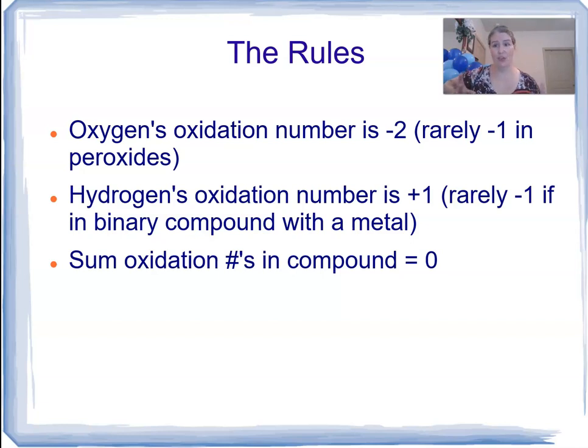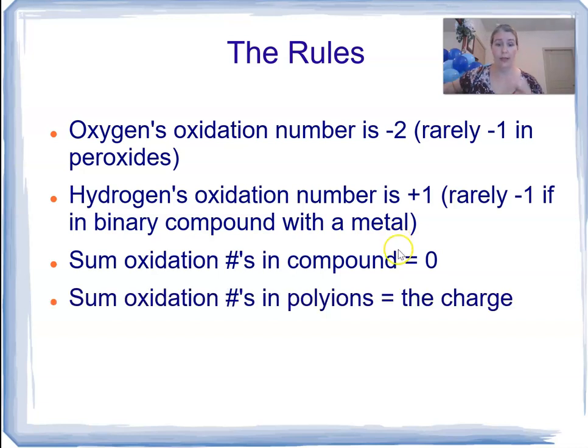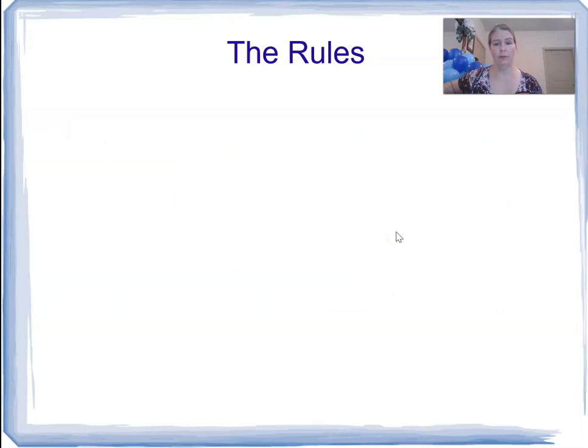Think about, say, H2O. If oxygen is -2 and hydrogen is +1, I have 2 positive charges and 2 negative charges. So the sum of the oxidation numbers is 0. The sum of the oxidation numbers in a polyatomic ion, however, is not going to equal 0. It's going to be equal to the charge on the polyatomic ion. So let's see if we can apply this.